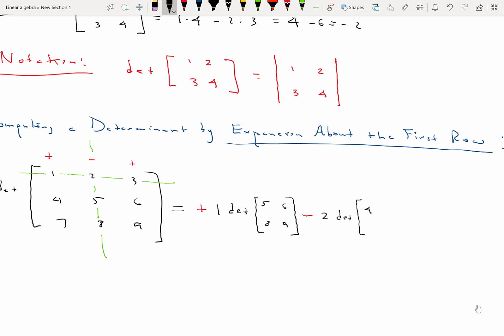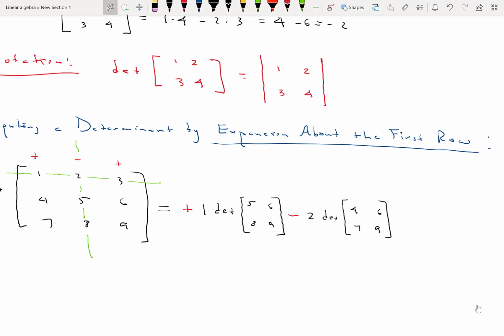So you can probably see why I started this discussion with the concept of a minor. That's exactly what we're forming here. And then we do this process one more time. I'm going to erase the line through the second column and place that line now through the third column. Notice that the line through the first row never moves. That's why we call it an expansion about the first row, because that line never moves, so we're expanding about that fixed line.